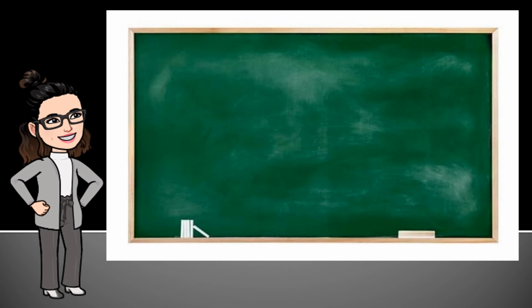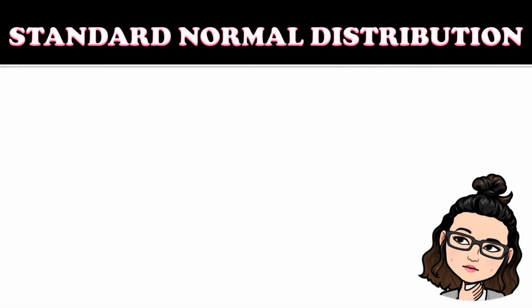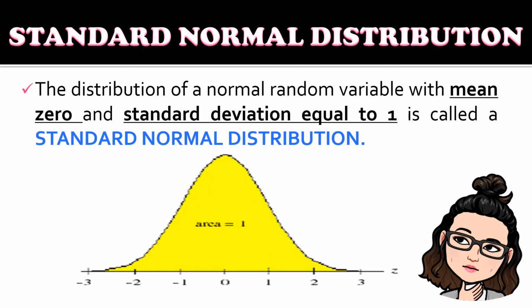For today's topic, we have the standard normal distribution. So, what is a standard normal distribution? The distribution of a normal random variable with mean 0 and standard deviation equal to 1 is called a standard normal distribution. So, how does it look like? It looks like this, with the mean equal to 0.